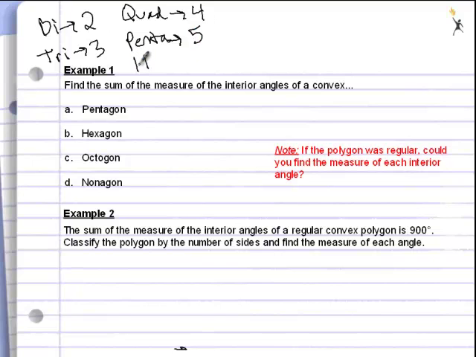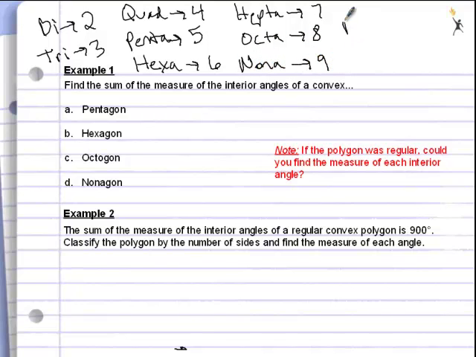Then we have hexa, which is 6. We have hepta with a P, which is 7. We have octa. Whoops, I don't know why I made that a Q. Octa, which is 8. Nona, which is 9. Deca, which is 10. Really, these are the only ones that I require you to know, and bi really doesn't matter because you never have a biagon. You can't make a geometric shape with 2 sides. It's physically impossible. It has to have at least 3.